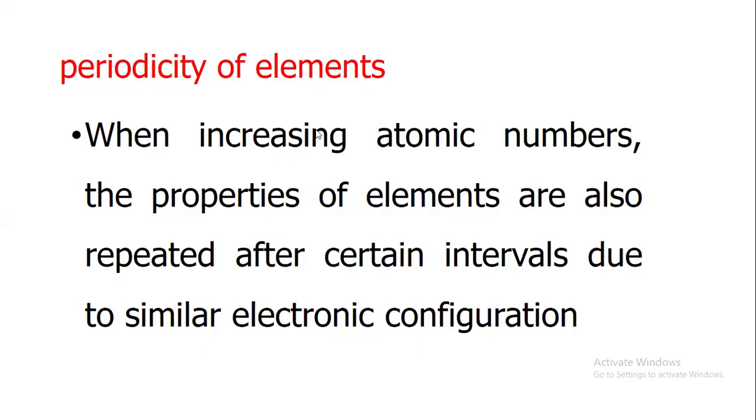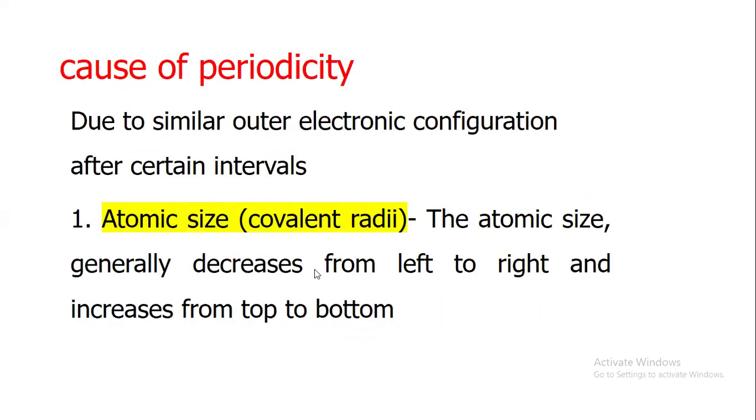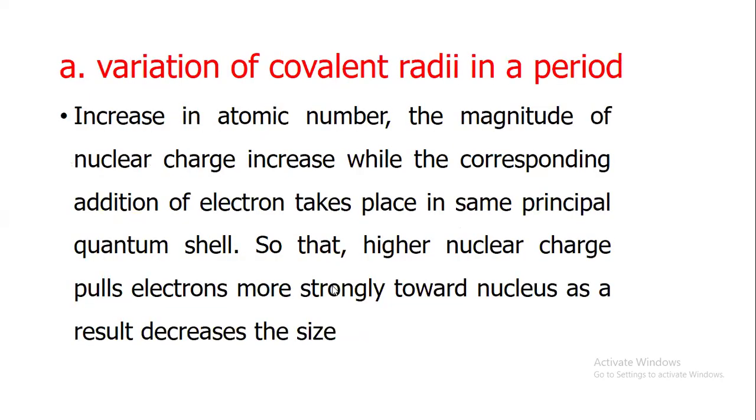Periodicity of elements: when the atomic number increases, the properties of elements are repeated after certain intervals due to similar electronic configuration. The cause of periodicity is similar outer electronic configuration after certain intervals. Atomic size, covalent radii: the atomic size generally decreases from left to right and increases from top to bottom.